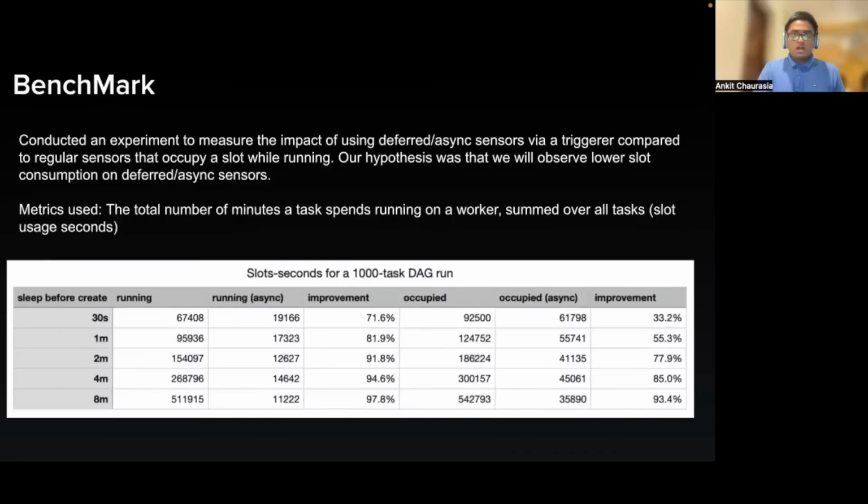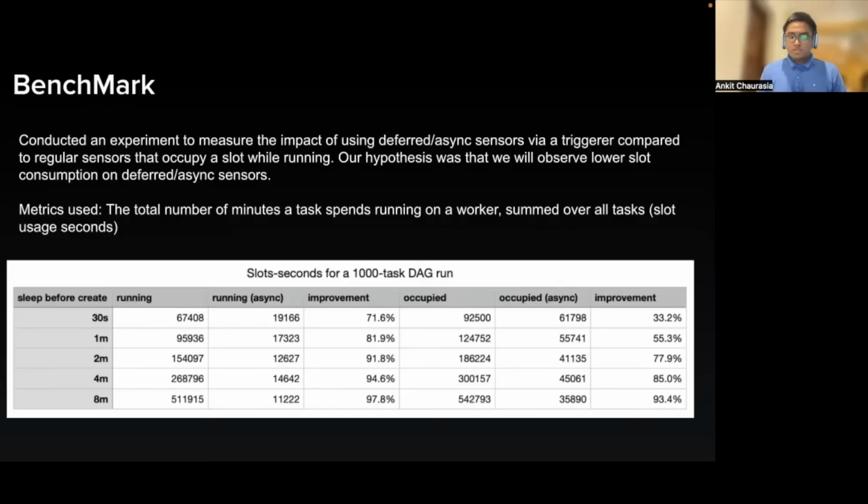So how am I saying this, right? We conducted an experiment to measure the impact of using deferrable or async sensors via a triggerer compared to regular sensors that occupy a worker slot while running. Our hypothesis was that we would observe lower slot consumption with deferrable or async operators. The metric we used here was the total number of minutes a task spends running on a worker slot, summed over all the task slot uses in seconds.